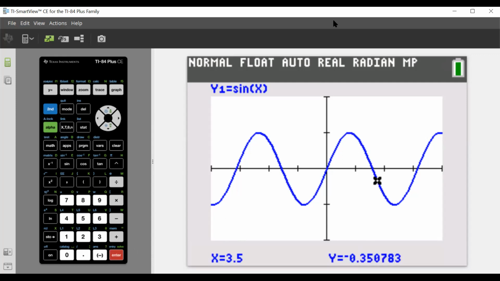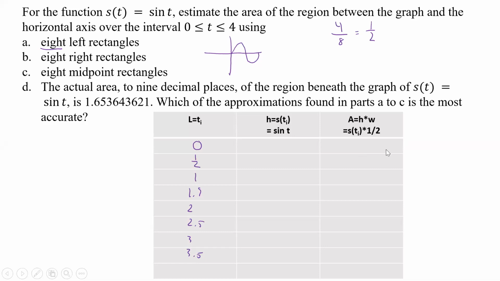So let's go back, and we can now write those in. We said that one was 0, and then we had 0.4794, 0.8415, 0.9975, 0.9093, 0.5985, 0.1411, and a negative 0.3508. All right, so now what we have to do is take this value times half, because this is our s of t_i.